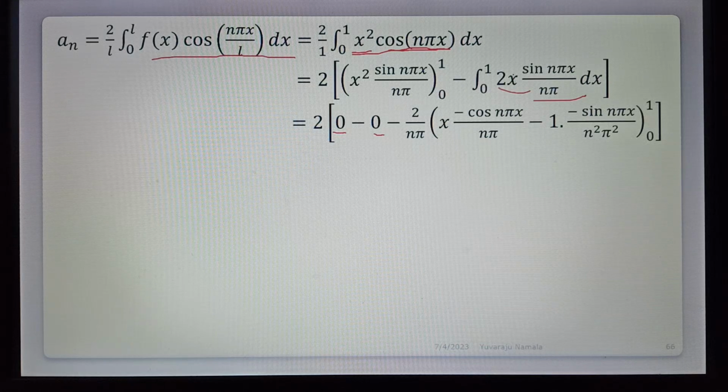Next, here 2 by n pi is a constant, common, minus 2 by n pi. Again u into v method: x into sin n pi x, u into v. So x into integration of sin, which is minus cos n pi x by n pi, minus derivative of x, 1.